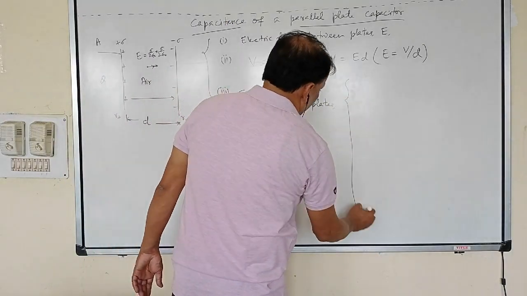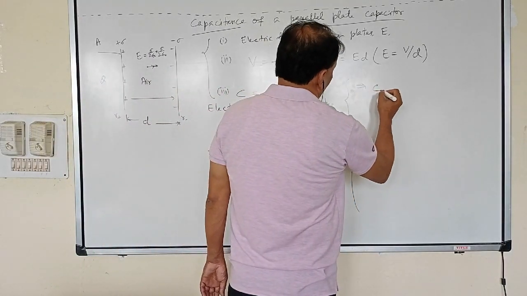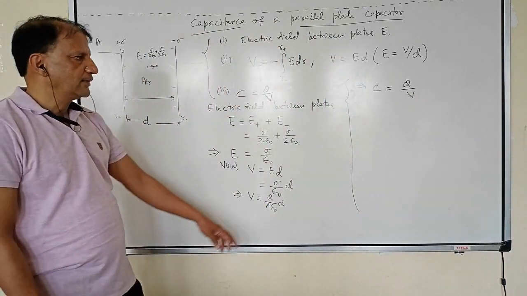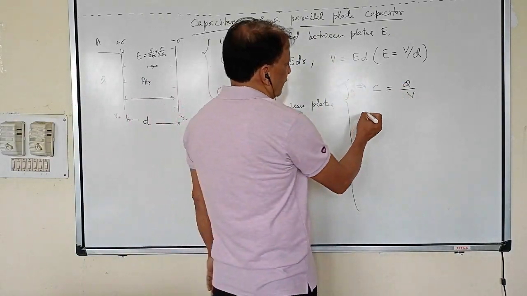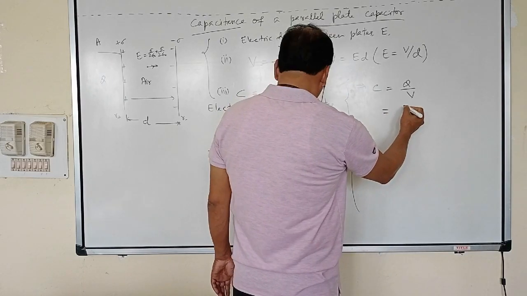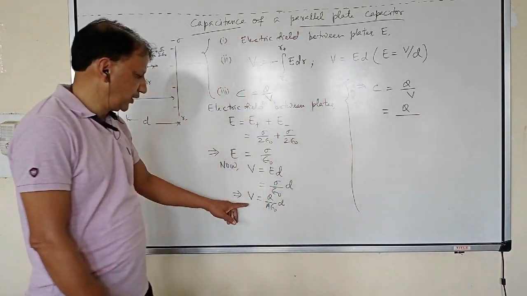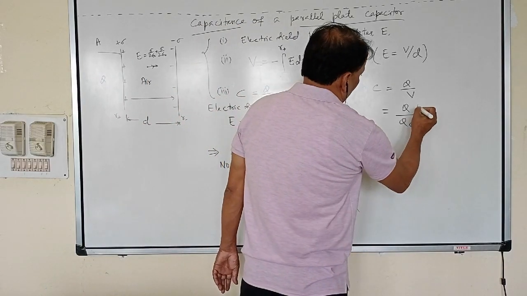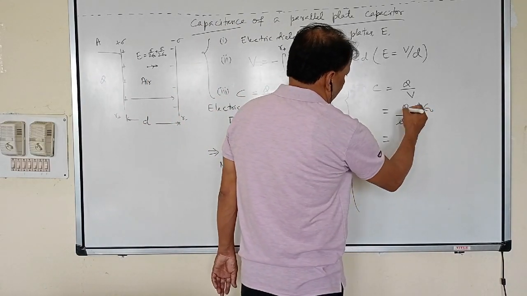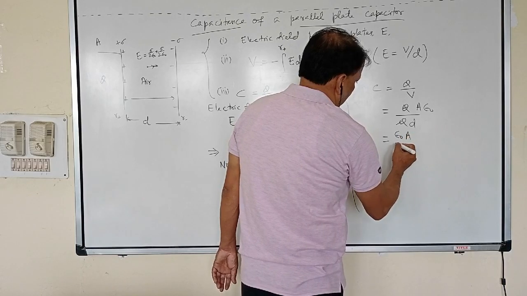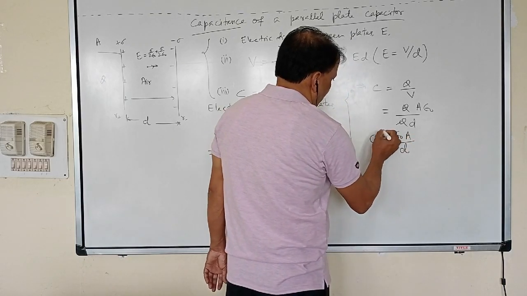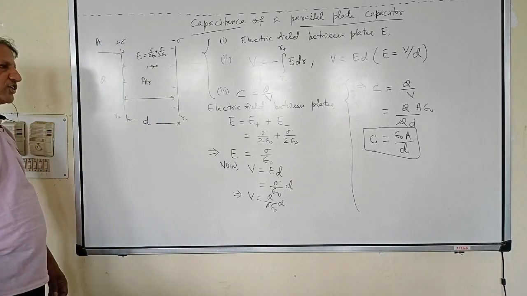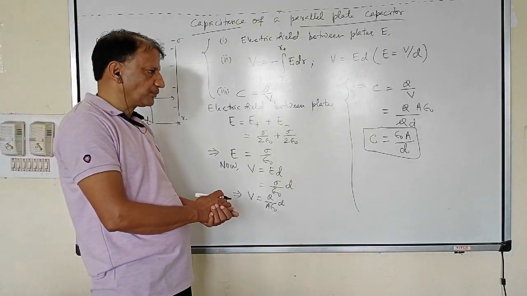Then we have to find the capacitance. Capacitance C is given by C equal to Q upon V. So from here, putting the value, it is Q and what is V? V equal to Q D upon A epsilon naught. Q cancels. That is epsilon naught A upon D. This is C, capacitance. So this is the expression for capacitance C of a parallel plate capacitor.